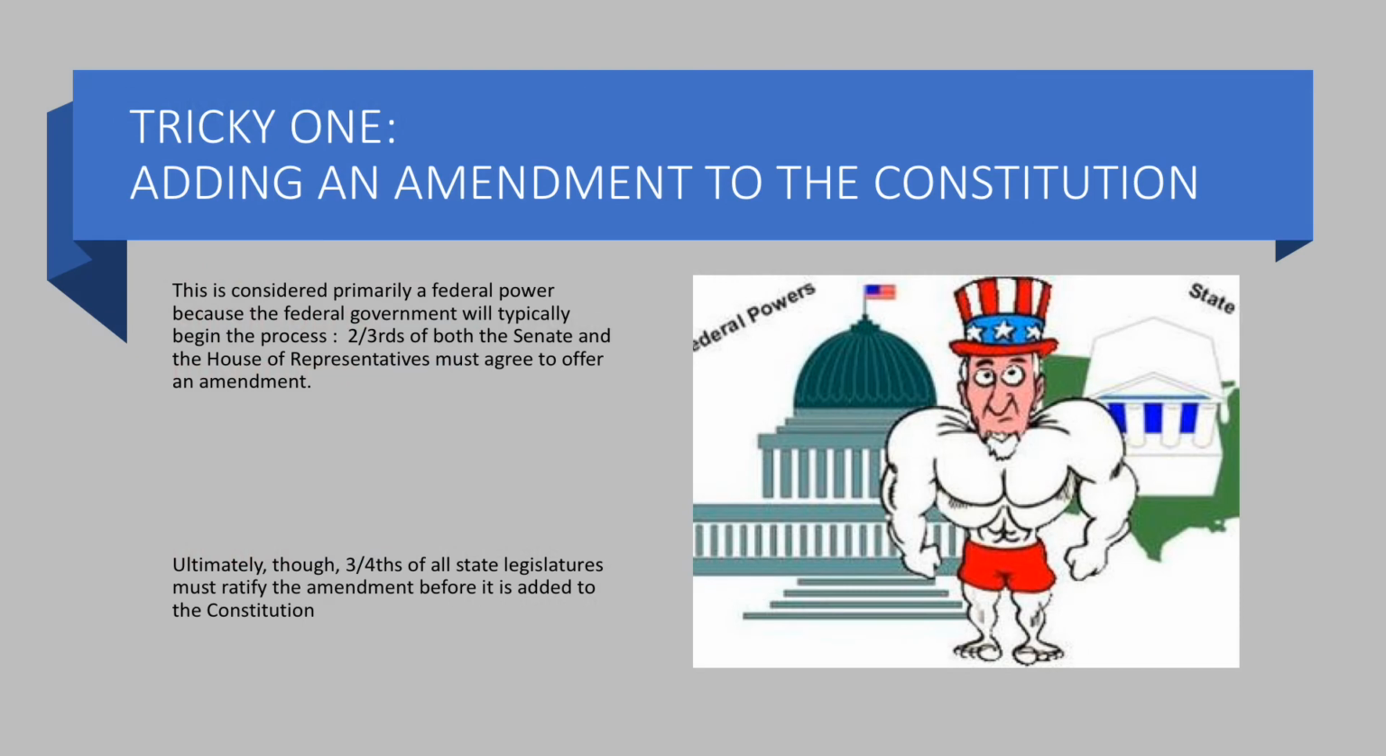The tricky one in all of this is adding an amendment to the U.S. Constitution. Primarily a federal power, this process starts in the federal government. Typically, it is 2/3 of both the Senate and 2/3 of the House of Representatives that must agree to offer an amendment to be added to the Constitution. Once it's discussed and the wording is established, the proposed amendment goes to state legislatures, and 3/4 of all state legislatures must ratify the amendment before it's added to the Constitution. Thus, 38 states have to say, let's change the Constitution, which has only happened altogether 27 times. But the first 10 amendments were the Bill of Rights, and so really only 18 times in history. It's quite rare.